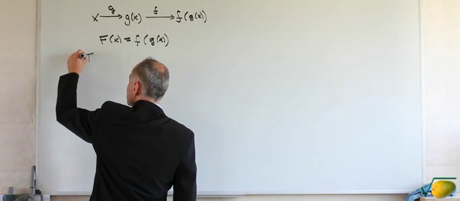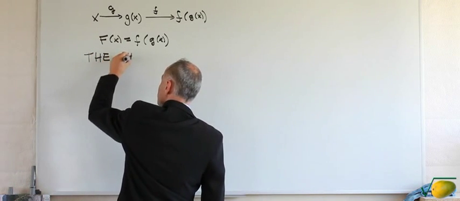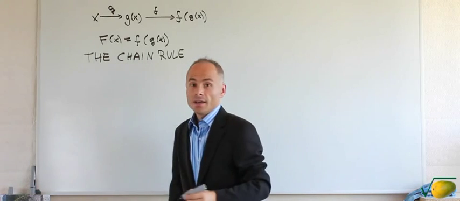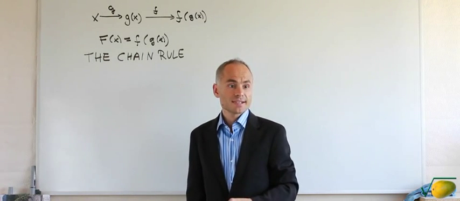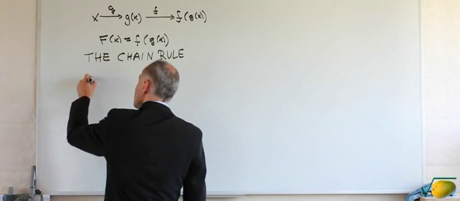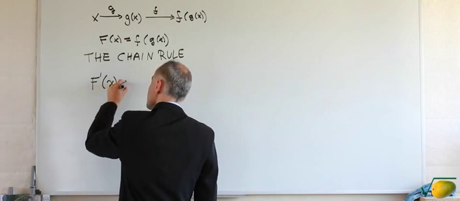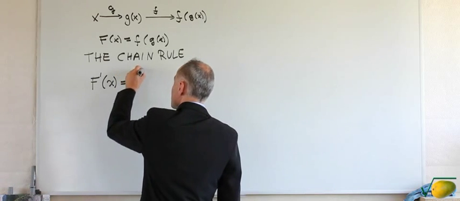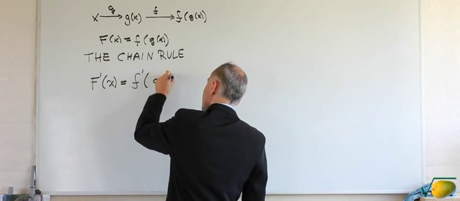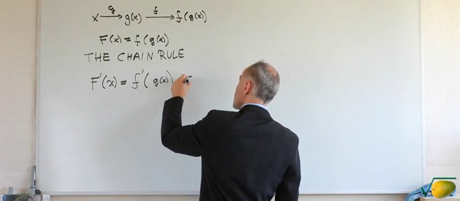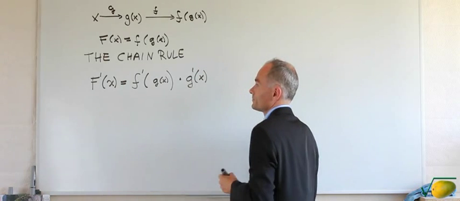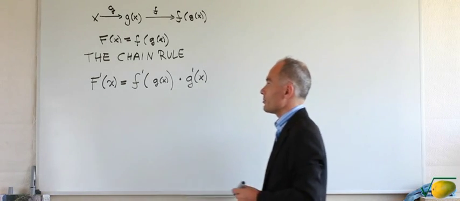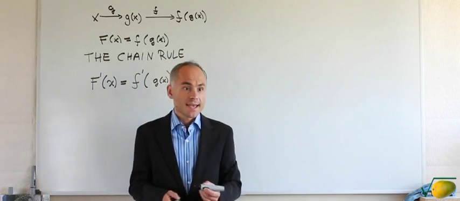So the chain rule states what we just discovered by looking at this particular example, 3x plus 1 squared, that the derivative of the composition f prime of x is equal to the derivative of the outer function evaluated at the inner function g of x times the derivative of g of x. So we will apply this rule to various examples.